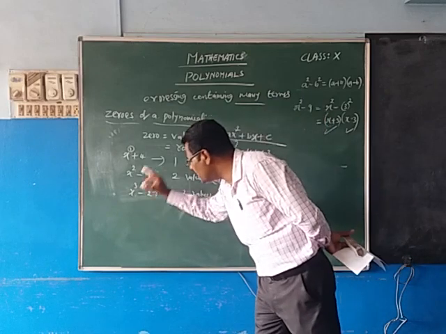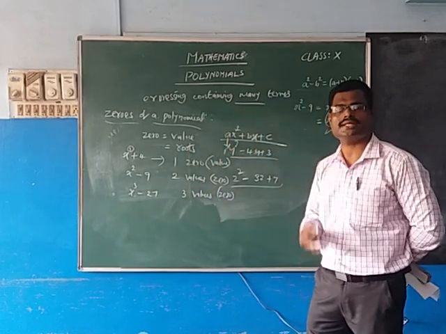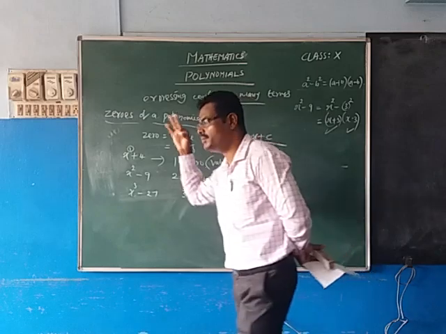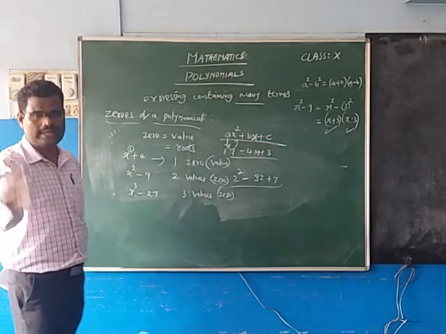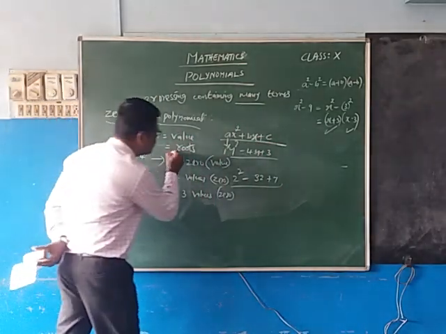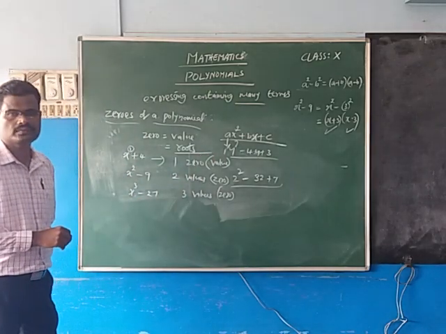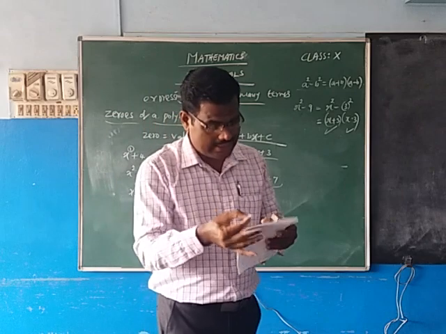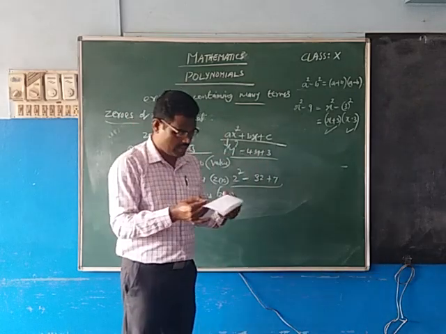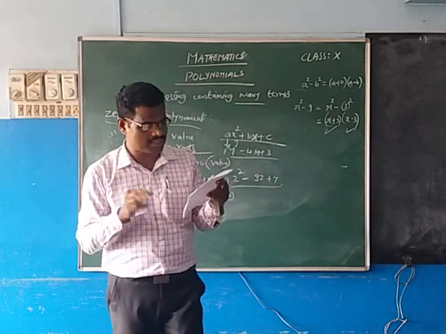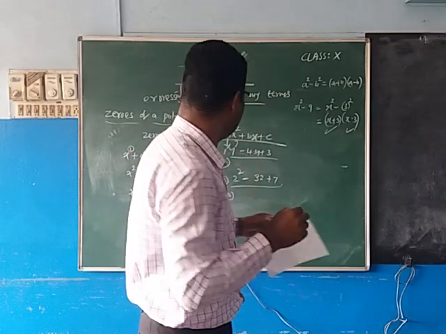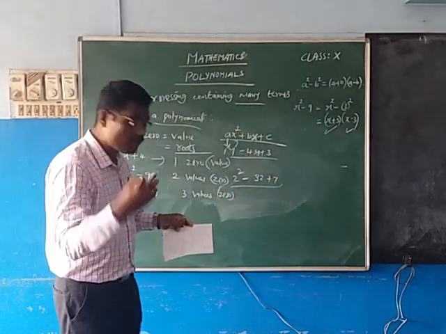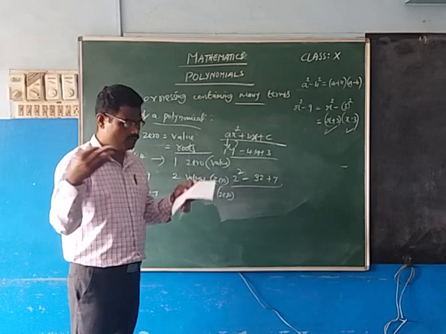Like that, power is 3 means how many zeros? It has 3 zeros. Power is 4 means it has 4 zeros, 4 values. It is also called roots. Understood? So, a linear polynomial has power 1, 1 zero. A quadratic polynomial has 2 zeros. A cubic polynomial has 3 zeros. Biquadratic, power 4, has 4 zeros.